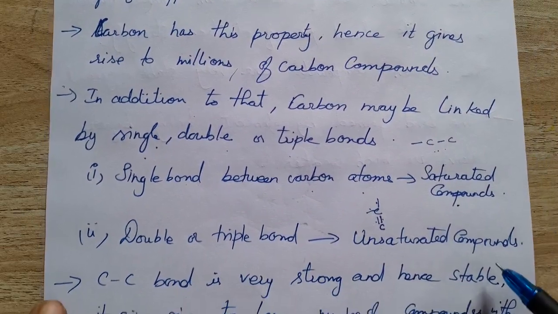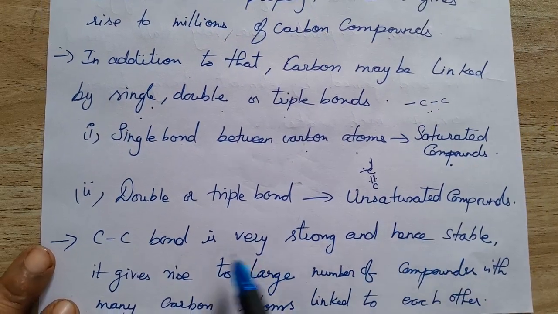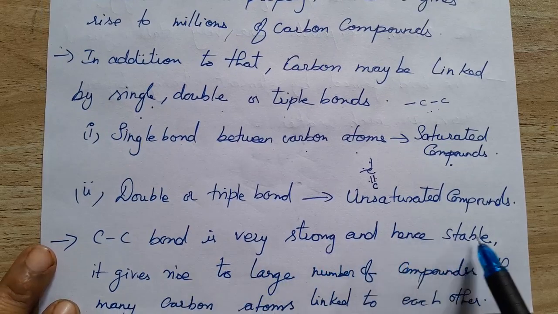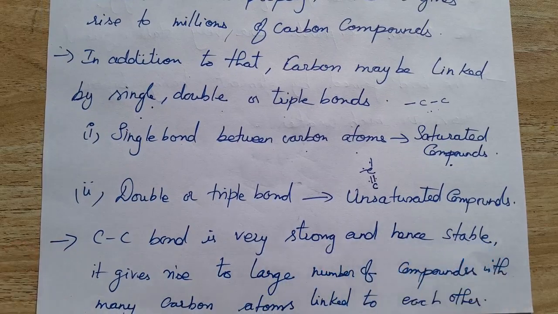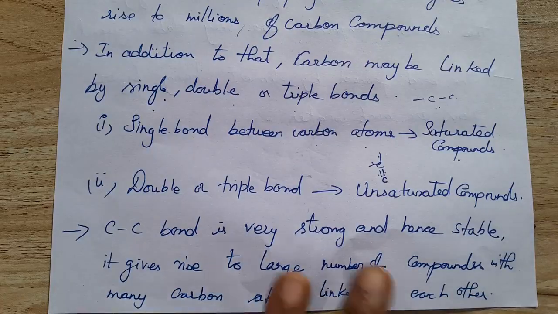Usually this carbon to carbon bond is very strong and hence stable. Since it is very strong, it is a stable compound and cannot be easily broken down. So it gives rise to a large number of compounds with many carbon atoms linked to each other. This carbon to carbon bond is very strong.